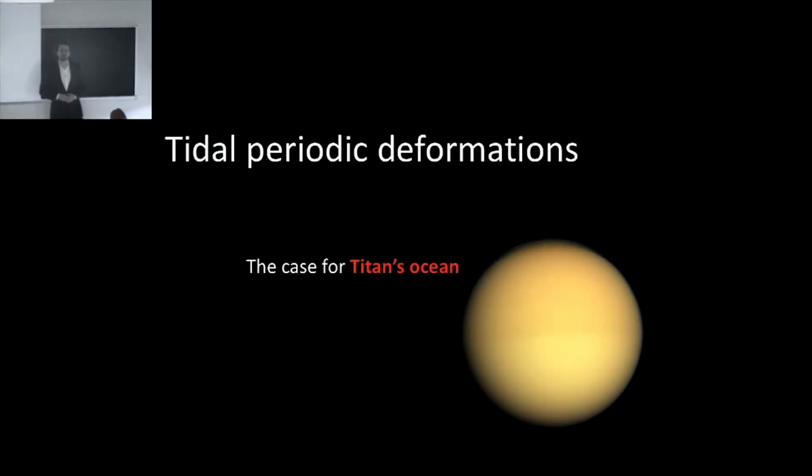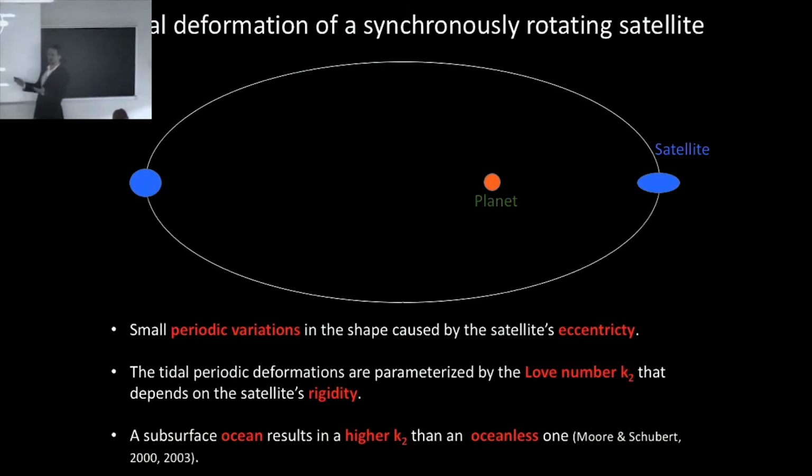So for Titan, it's really the tidal deformation that confirmed the existence of a subsurface ocean. And so how does this work? Well, as I said earlier, when the satellite is closer to the planet, it's stretching more, and when it's farther away from the planet, it's stretching less.